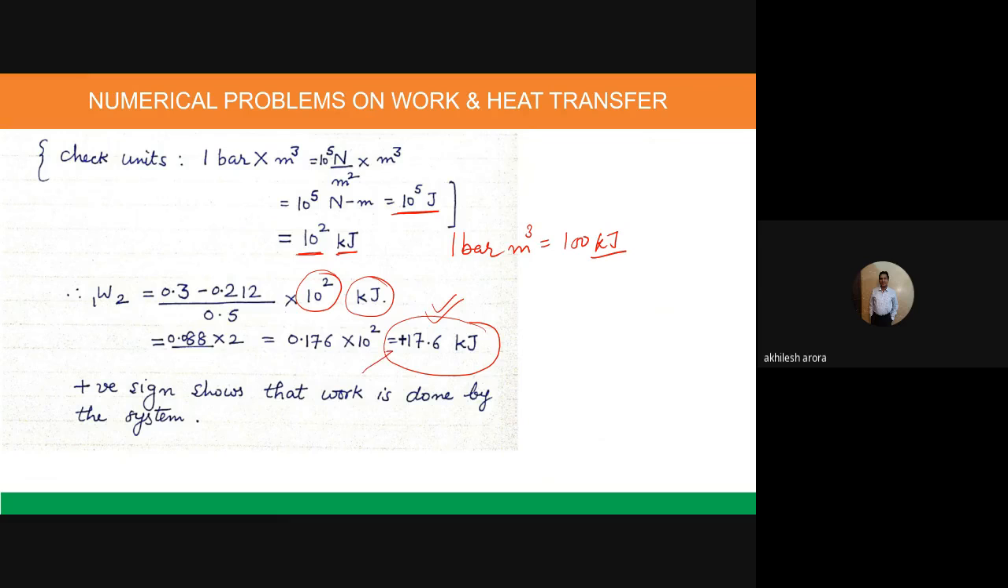And you can see here I have put a positive sign. What is the meaning of the positive sign? The positive sign shows that the work is done by the system. It means if this is the gas initially, then it is expanding up to this particular position, and the work is actually going out. So the work is done by the system on the surroundings because this value is positive.